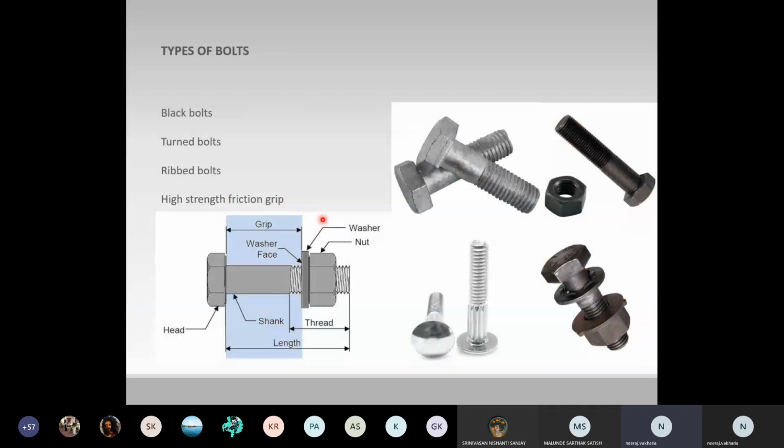Now, if you see the types of bolts which are available, first you can see all the components of the bolt, the nut and bolt.